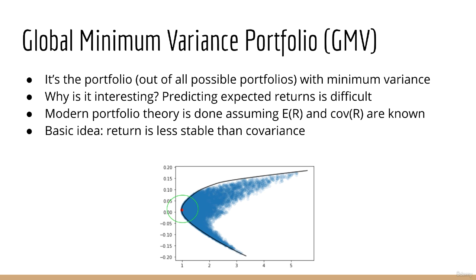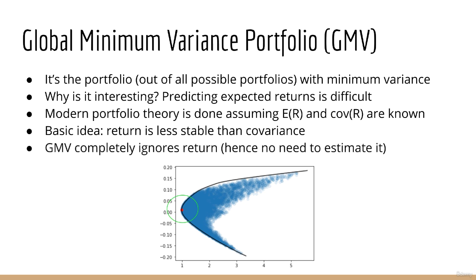In order to solve for the GMV portfolio, we only need the covariance, and we can completely ignore the expected return. Therefore, we don't have to worry about the fact that it's hard to estimate. Let's see how.